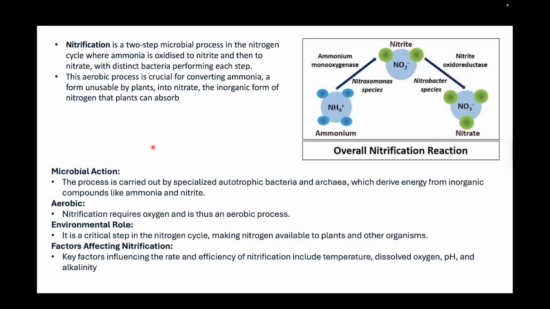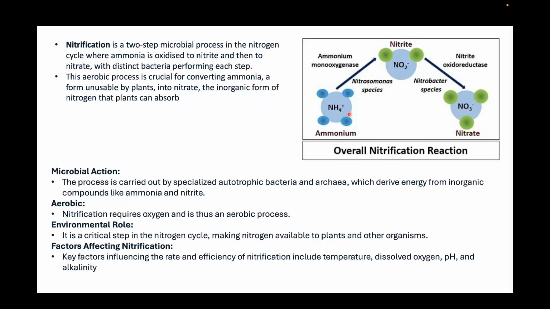The process is carried out by special autotrophic bacteria and archaea, which derive energy from inorganic compounds like ammonia and nitrite. Nitrification requires oxygen and thus is an aerobic process because it is an oxidation reaction, of course, ammonium getting oxidized to nitrite and then nitrate. It is also a critical step in the nitrogen cycle, making nitrogen available for plants and organisms. The plants can absorb it and incorporate it into their building block molecules like proteins.